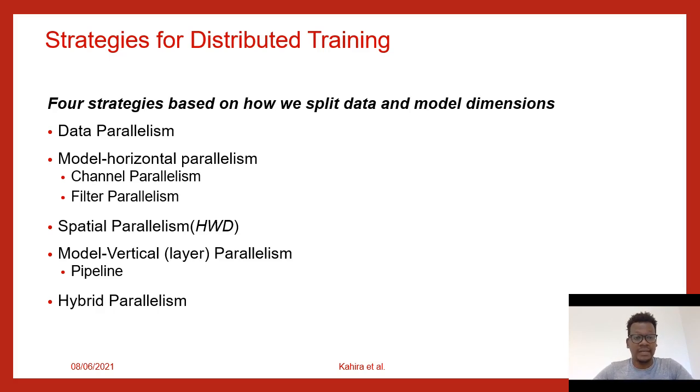We also look into spatial parallelism, which involves splitting the data sample or the image, 3D image or 2D image, along the height, width, and depth dimensions. There's also vertical parallelism, in this case pipeline parallelism, which involves splitting the model vertically and placing each set of layers in different GPUs. Apart from the 4 strategies, we also look into a hybrid of 1 or 2 of these strategies. And specifically, we look into a hybrid of data and spatial parallelism for the case of CosmoFlow, and a hybrid of data and filter parallelism.